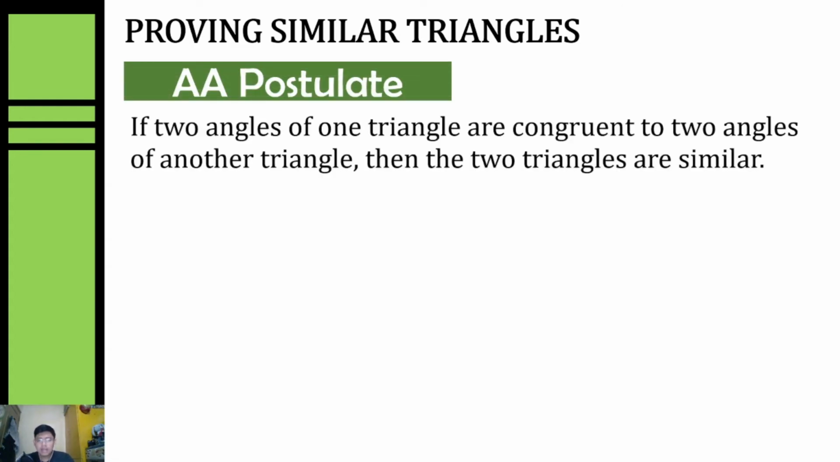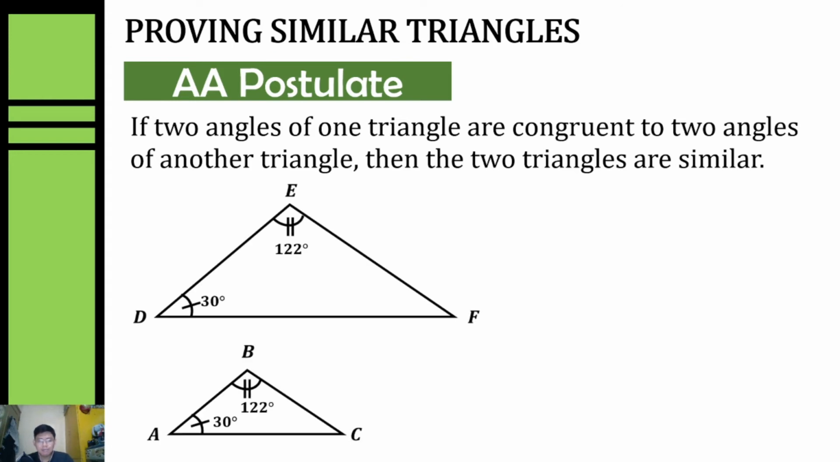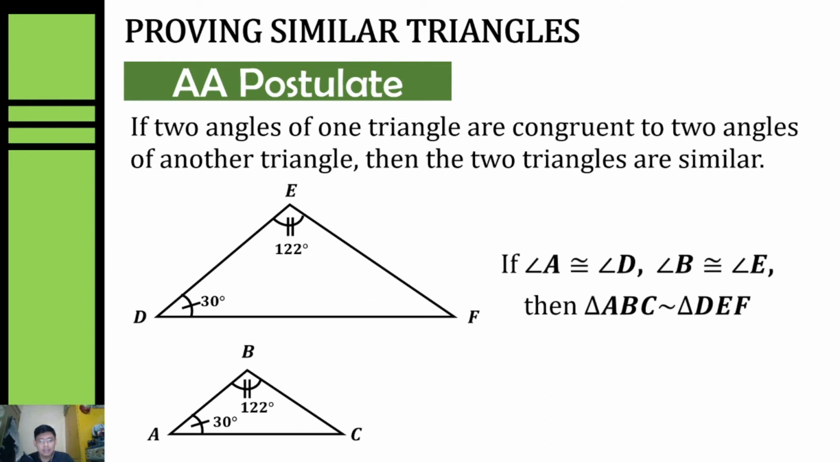If two angles of one triangle are congruent to two angles of another triangle, then the two triangles are similar. So let's have an example. Looking at these two triangles, they have two angles of one triangle that are congruent to two angles of another triangle. So we can say that if angle A is congruent to angle D and angle B is congruent to angle E, then we can conclude that triangle ABC is similar to triangle DEF.